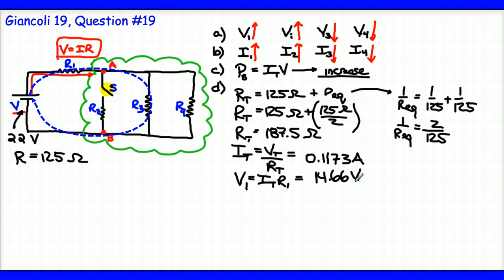Using the loop law, let's go ahead and use the dashed blue line here that I drew earlier. I know that 14.66 volts are dropped across R1 when the switch is open. So therefore, the balance of that, 22 minus 14.66, or 7.34 volts, is going to be dropped across R3 and R4. Let me go ahead and write that here. So the voltage dropped across 3 is equal to the voltage dropped across 4, which is 7.34 volts.